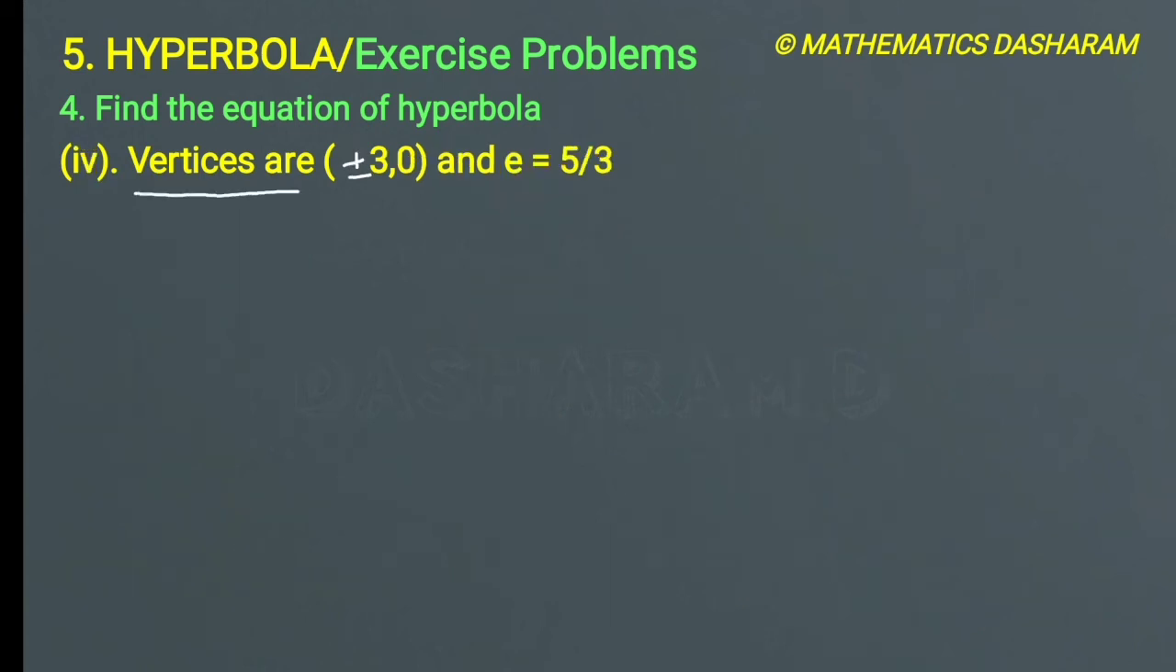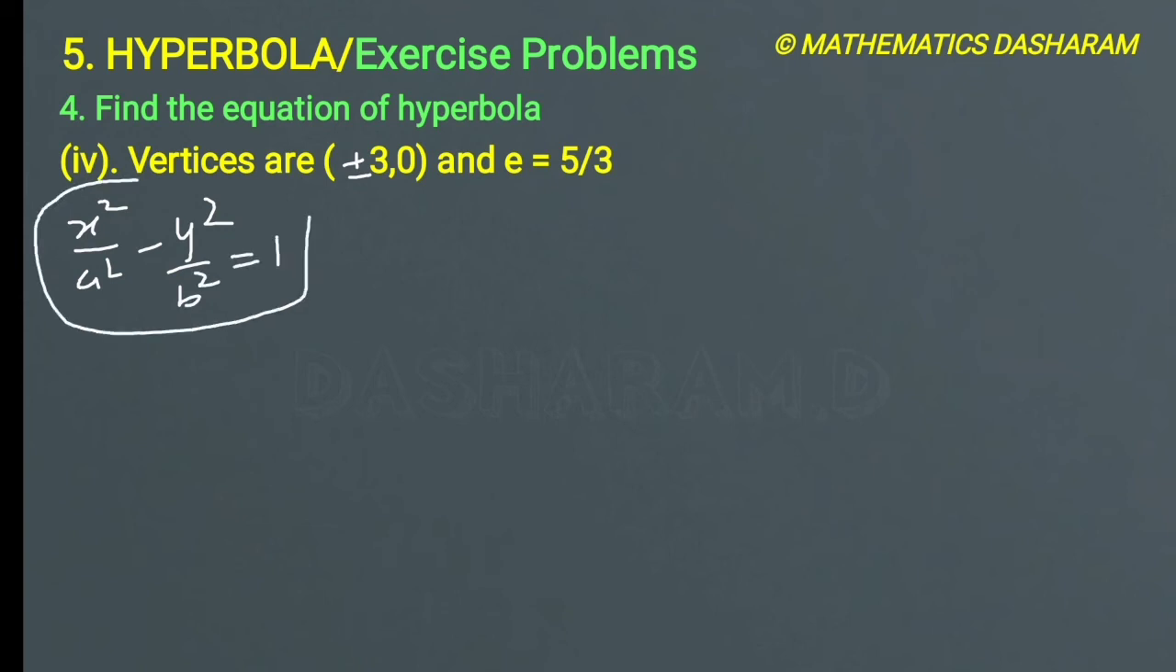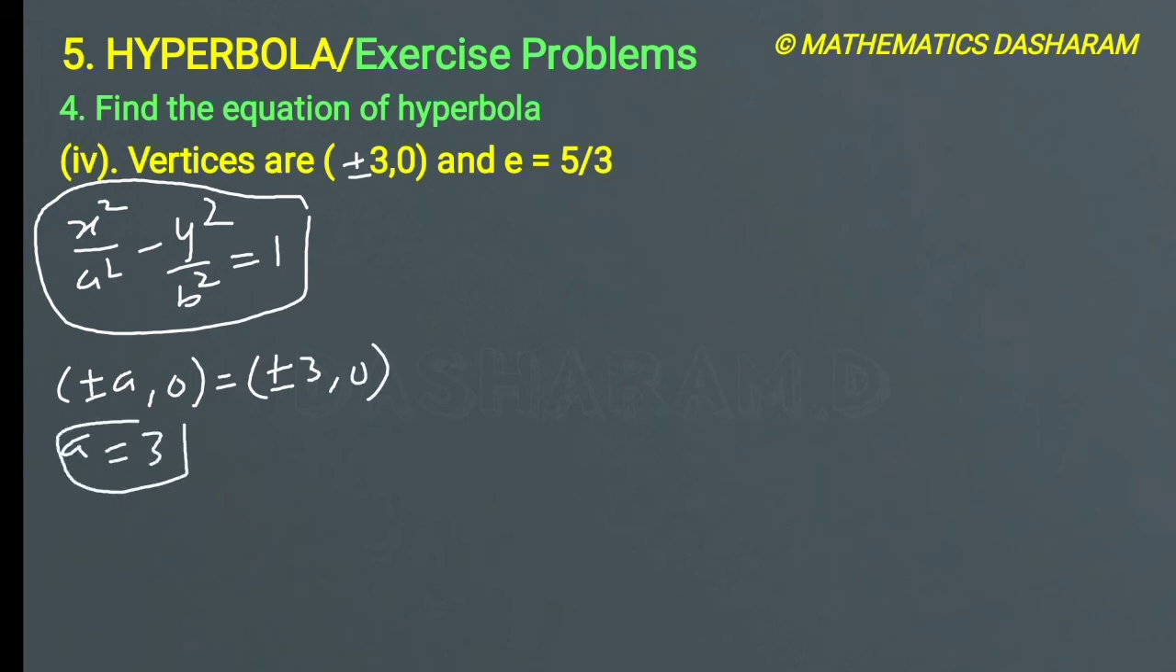Fourth question: vertices are plus or minus 3 comma 0 and e equals 5 by 3. E means eccentricity. Here the vertices lie on the x-axis, so the standard form of a hyperbola is x square by a square minus y square by b square equals 1. Let's find the a and b values. The vertices of a hyperbola are plus or minus a comma 0, so with plus or minus 3 comma 0, the a value is 3, and he gave the e value, that is 5 by 3.